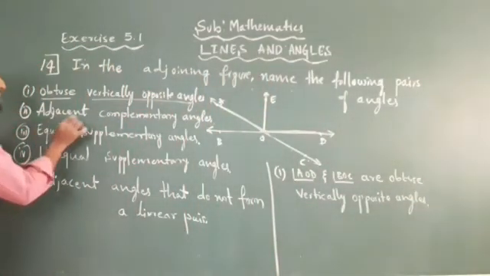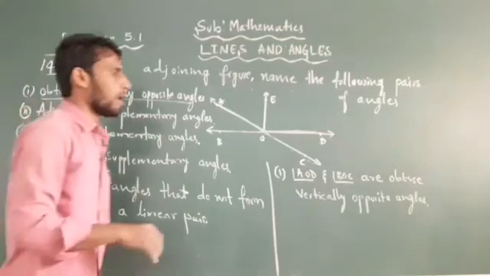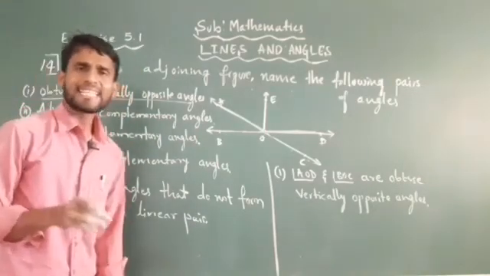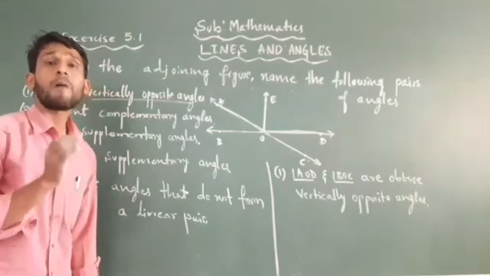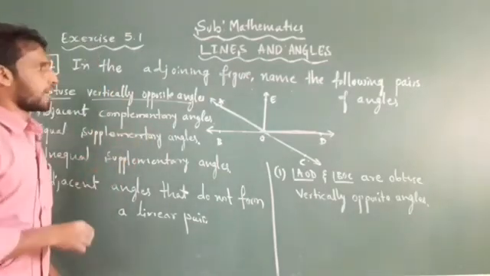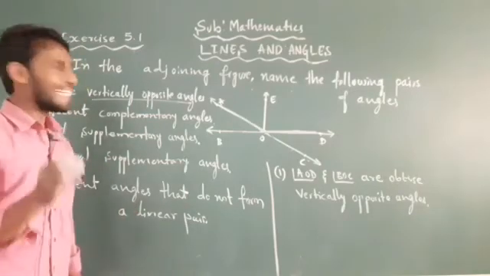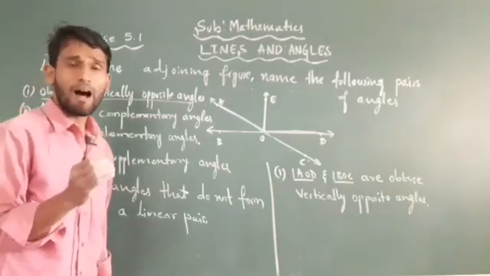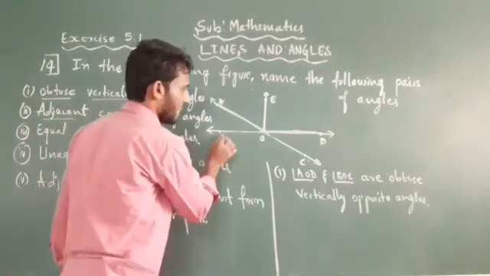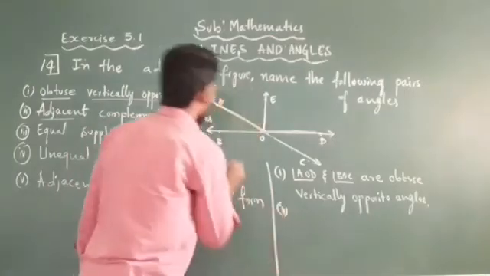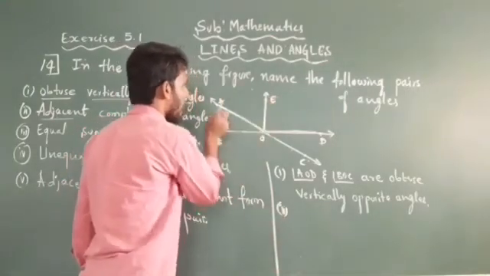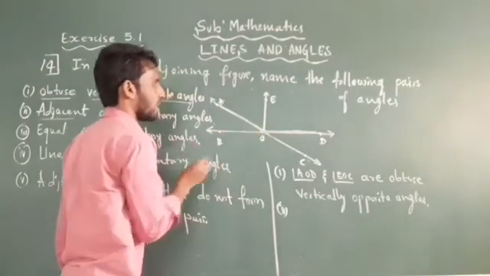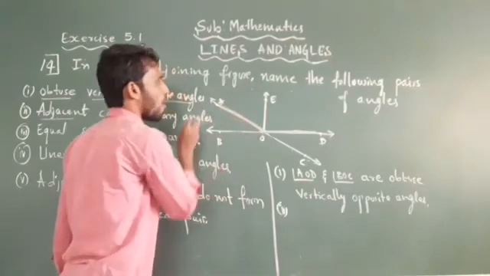Next, second one, adjacent complementary angles. Dear friend, adjacent complementary angles mean angles have a common vertex and common arm. That's complementary angle. Complementary means here 90 degrees. That should be adjacent. Adjacent means here common arm. Okay, see here in this figure, second one, AOE and AOB. These two are adjacent complementary angles, because here one is the common arm.